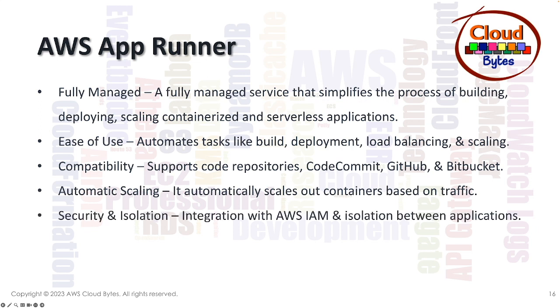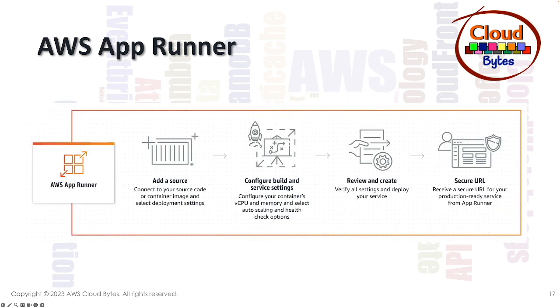The last point over here is security and isolation. AWS App Runner provides security features such as integration with AWS Identity and Access Management, IAM, and strong isolation between applications. One of the pictures that I have for AWS App Runner is from the AWS website itself. You can see AWS App Runner. You provide a source, and you configure the build and service settings, you review and create, and it will verify all the settings and deploy your service. You can have a secure URL that is production ready.